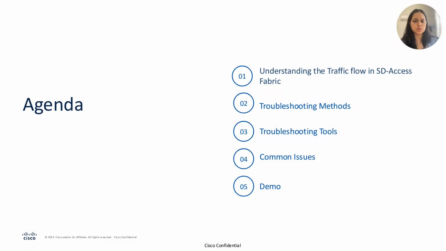For today's agenda, we're going to start off by understanding the flow of traffic in an SD Access Fabric. Then we'll talk about some troubleshooting methods, covering some troubleshooting commands, and we'll also cover some troubleshooting tools that are available to us. Then we'll move on to some of the common issues that we usually see with the segmentation use case. And of course, that will be followed by a live demo on Catalyst Center that Julio will be doing, to see how we can monitor the SDA Access Fabric right from the Catalyst Center UI itself.